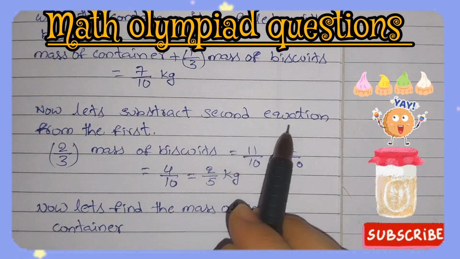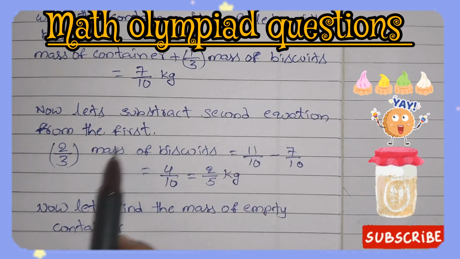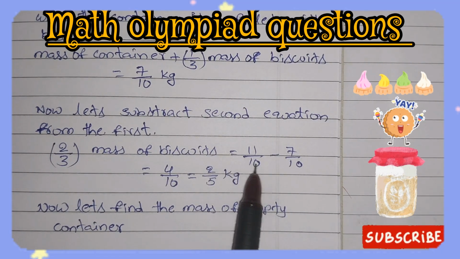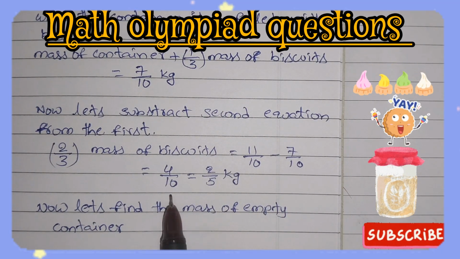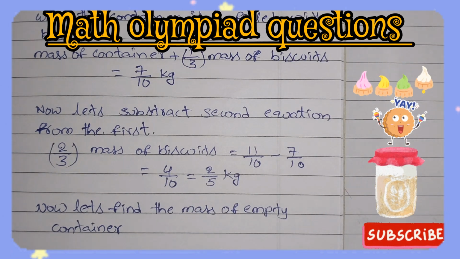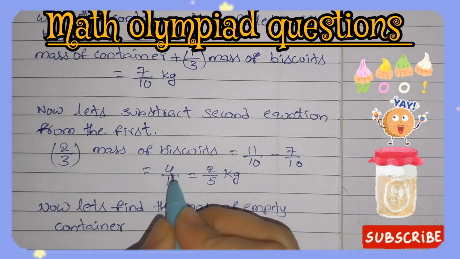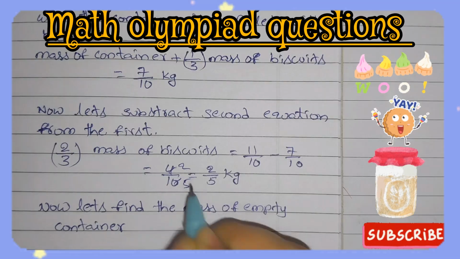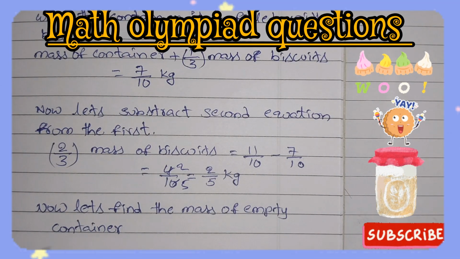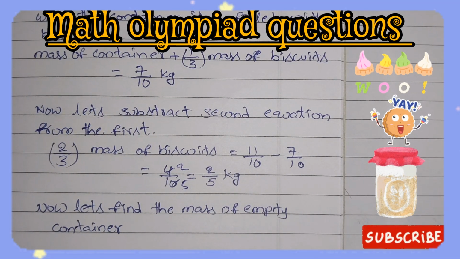Now let's subtract the second equation from the first. 2/3 mass of biscuits equals 11/10 minus 7/10, which is 4/10. 2 twos are 4, 2 fives are 10, so 2/5 kg. Now let's find the mass of the empty container.